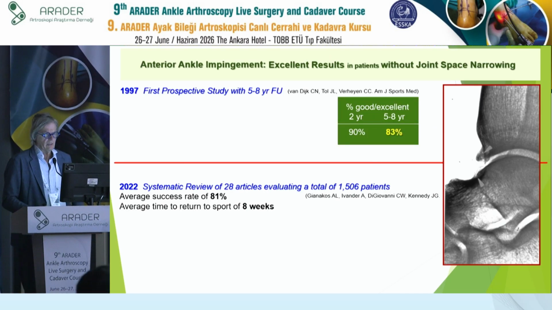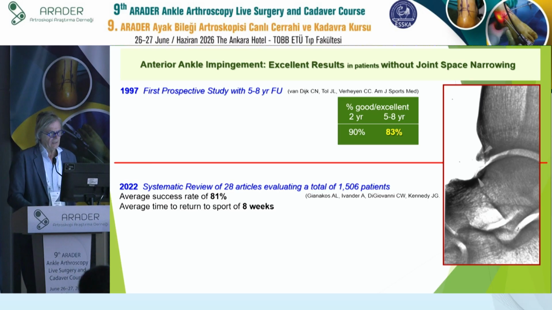We published the first prospective study in 1997, and at the 2-year follow-up, you have a 90% chance of a good result if you remove the impediments. Impediments is the osteophyte and the soft tissue that's in the way, the synovitis. And the result remains over time, 5 to 8 years follow-up, 83%. And there was this systematic review from Di Giovanni and Kennedy in 2022, and indeed it shows that the average success rate is 81%, and the average time to return to sport for an anterior impingement is 8 weeks.